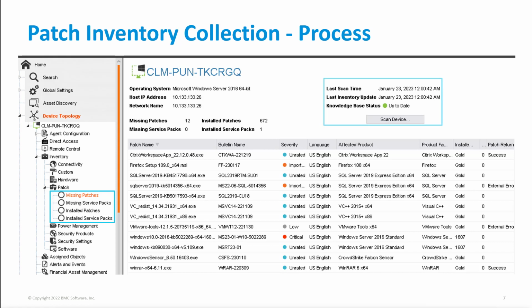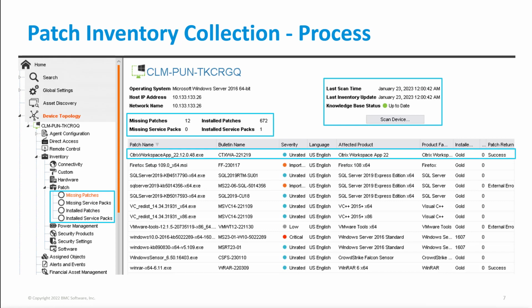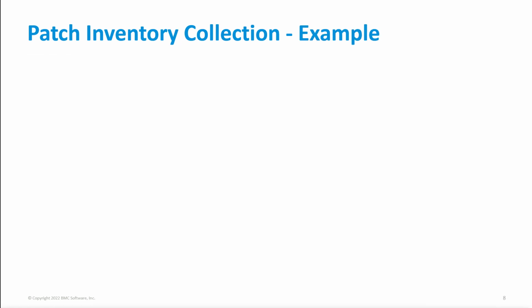It is very important that the knowledge base status should be updated so that we have the updated list of missing or installed patches and service packs. All the important information, such as patch name, severity, language, product name, etc., can be viewed in the patch inventory list. Depending on this list, we can decide what needs to be patched. Let's check out the patch inventory collection in action.